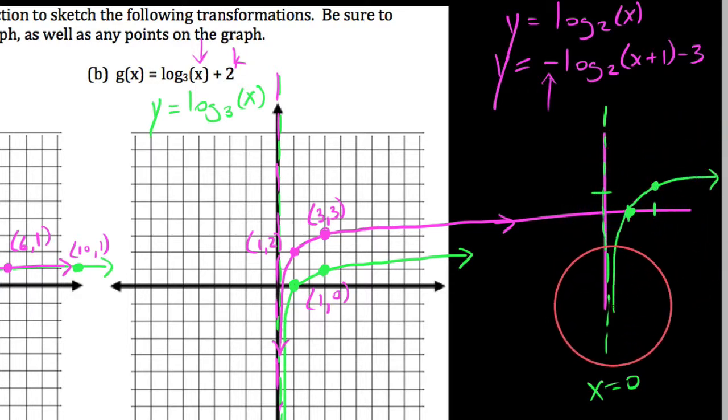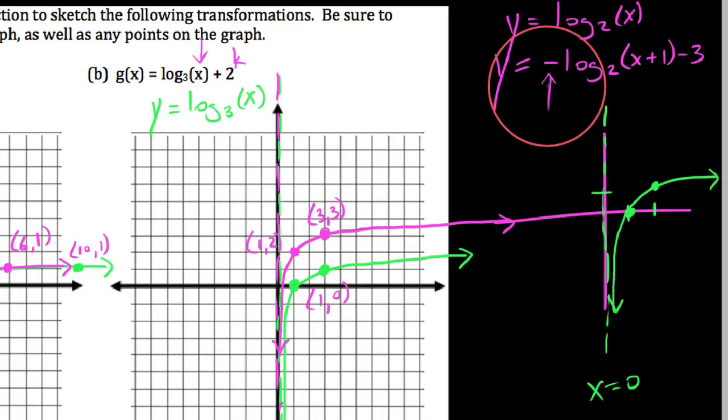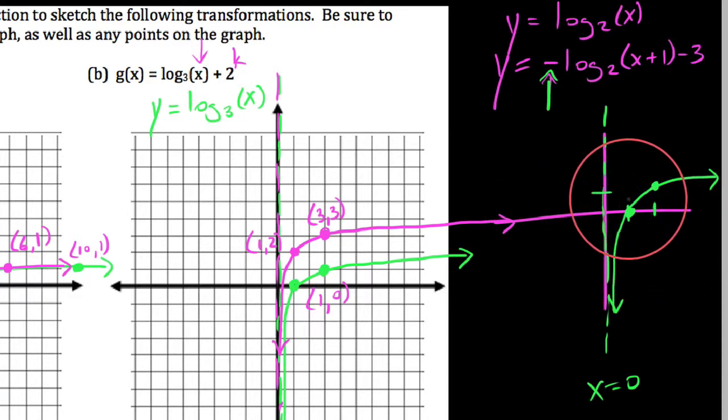How would this be different? Since I put a negative out in front here, not in front of my x, I negated y. So if I negate y, I'm reflecting about the x-axis. So if I reflect everything over the x-axis now, what I end up with is this. I'd still have this vertical asymptote on my parent function here.